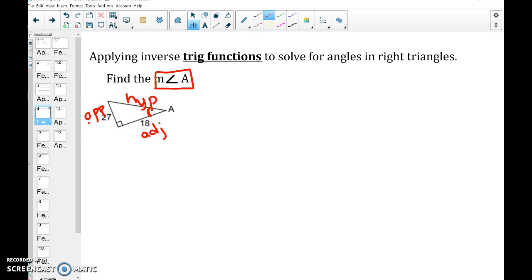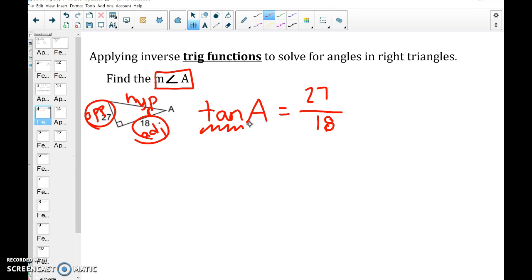And now, picking our sides. So now we've got opposite and adjacent, so that's going to be tangent, not just tan. Now we always put the angle next to the trig, okay? So since we have angle A, we don't know what it is, we're going to put a capital letter A right there. And then we've got 27/18, okay? So now our problem is that we're trying to get A by itself, but we've got this tangent kind of stuck next to it.